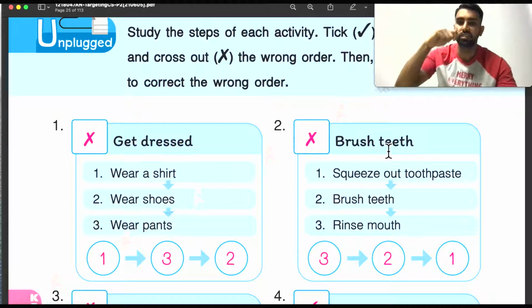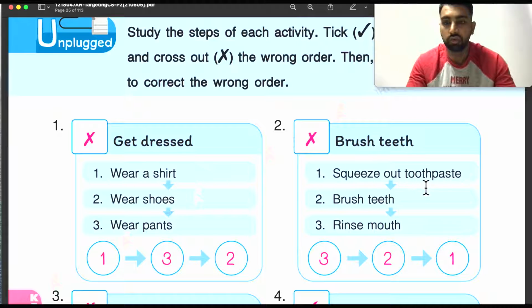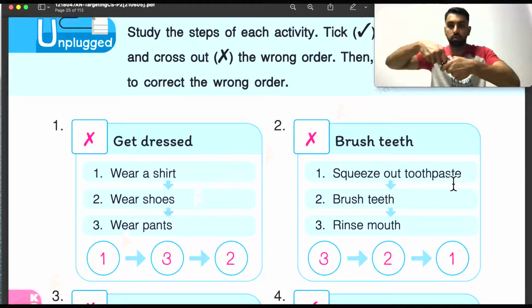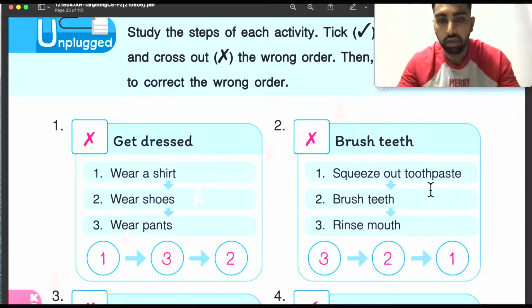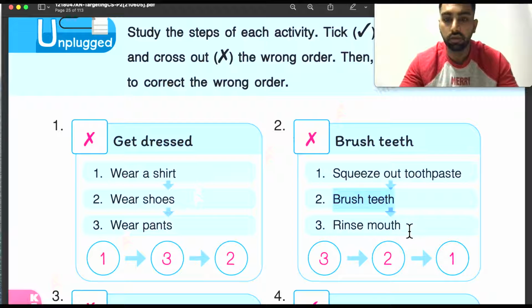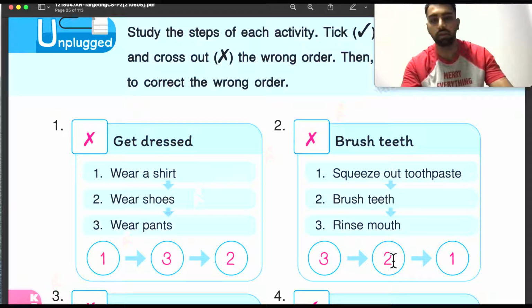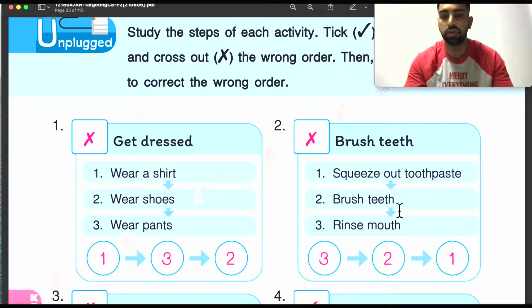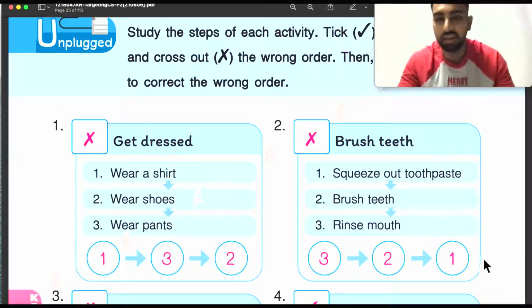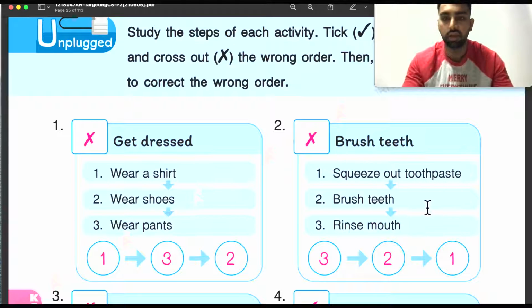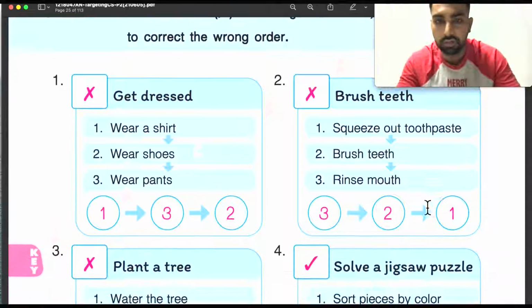Brush teeth. Number 1, squeeze out toothpaste. Number 2, brush teeth. Number 3, rinse your mouth. So we have number 3 first. Rinse your mouth first. You have to clean your mouth. And then number 2, brush your teeth. And then squeeze out toothpaste, and this is number 1. And then you have to cross it because it's a wrong order.